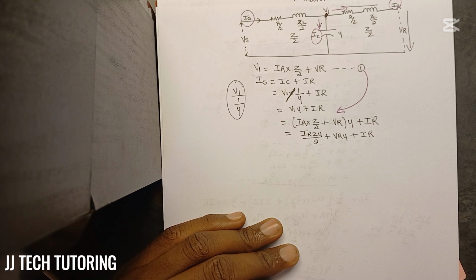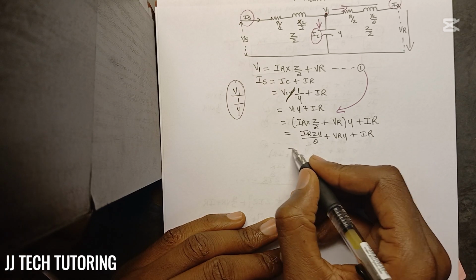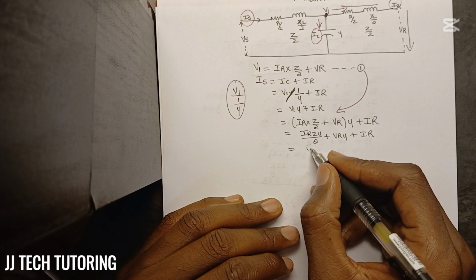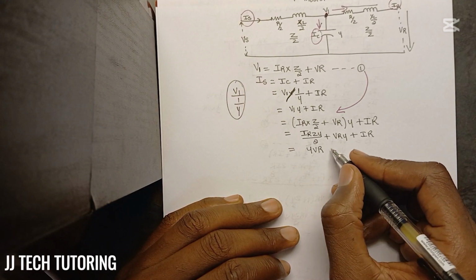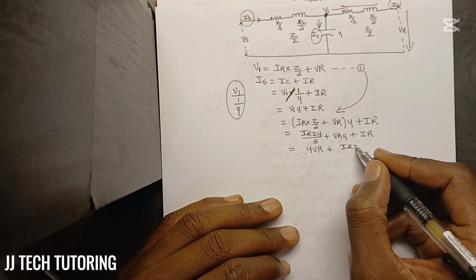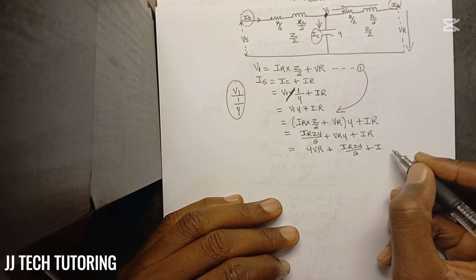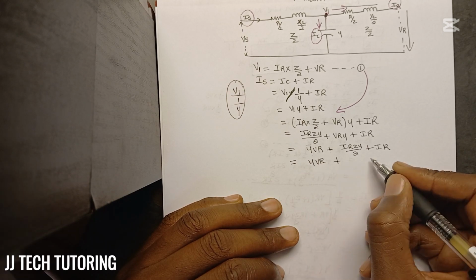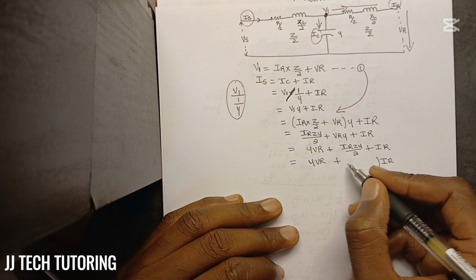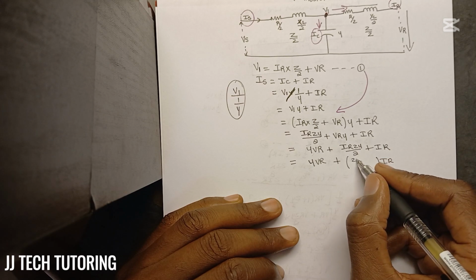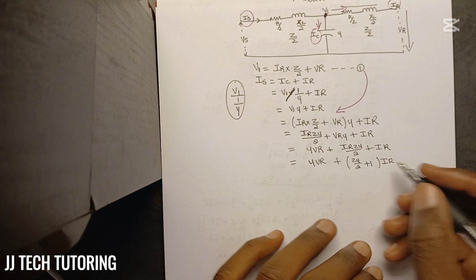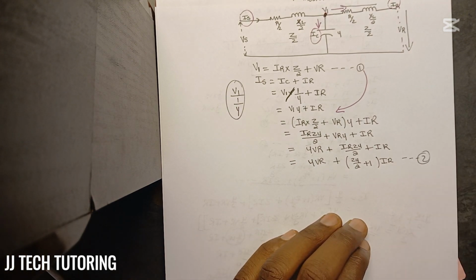Are we good now? Yes, we are. Now we need to just factor things out. VR is alone, so Y VR, plus IR ZY divided by 2 plus IR. So we're going to have Y VR, then from there we factor out IR, and we have ZY over 2 plus 1. So this is our equation 2.